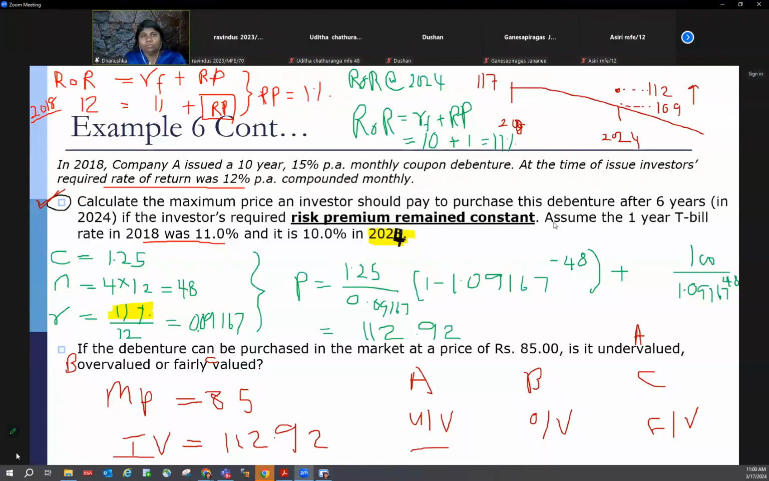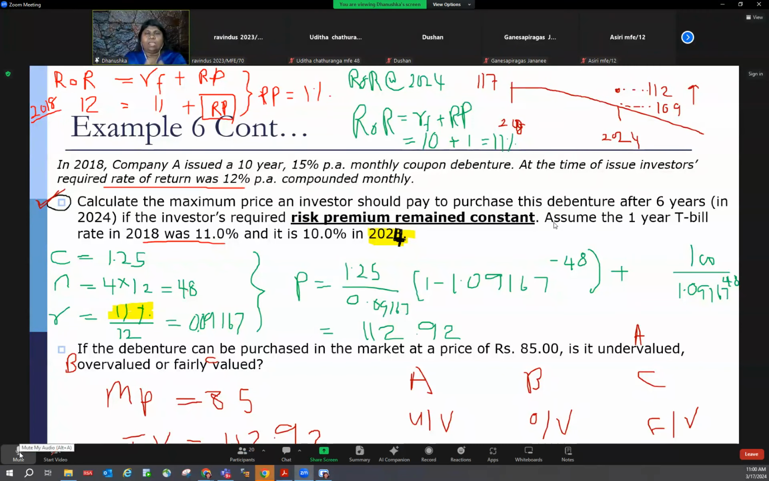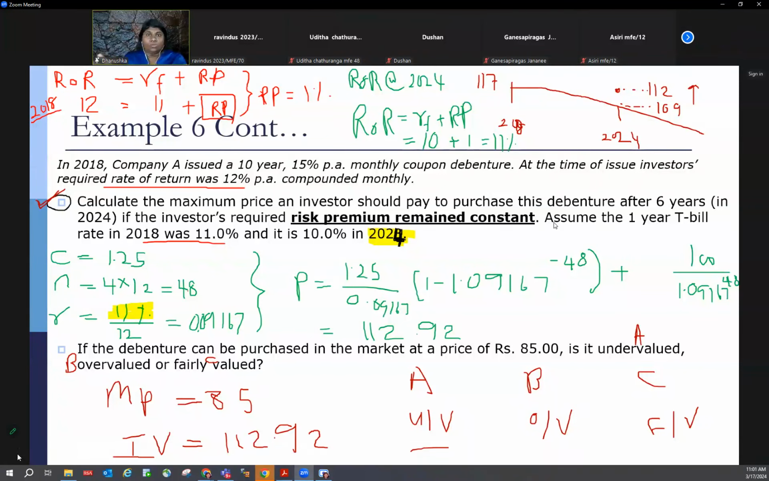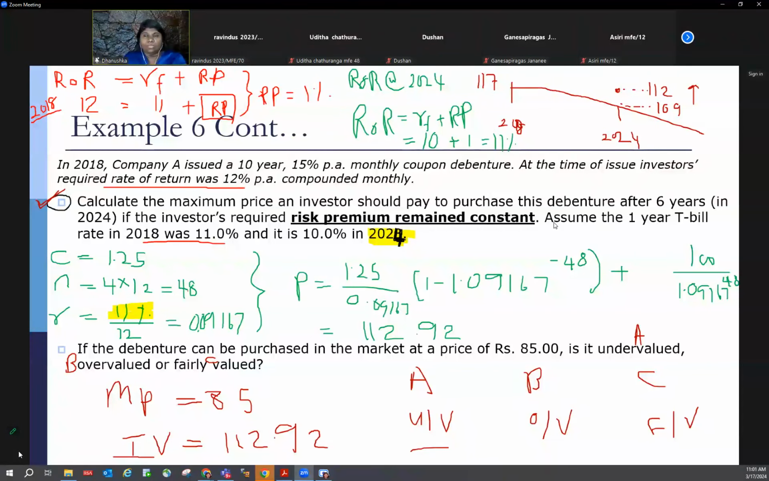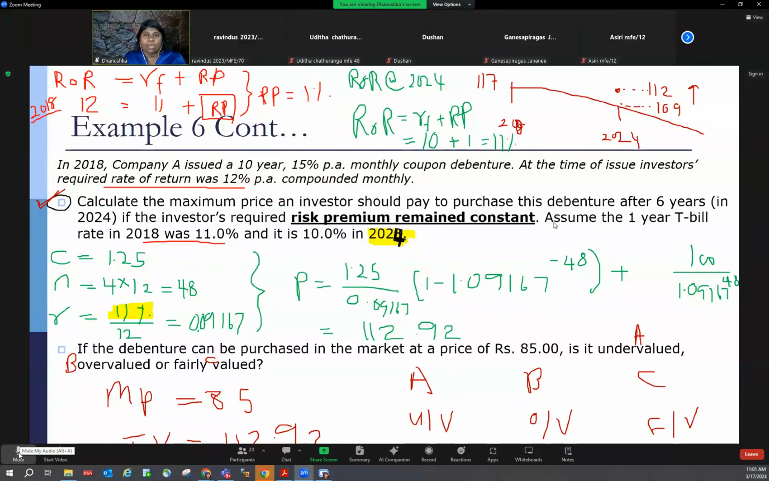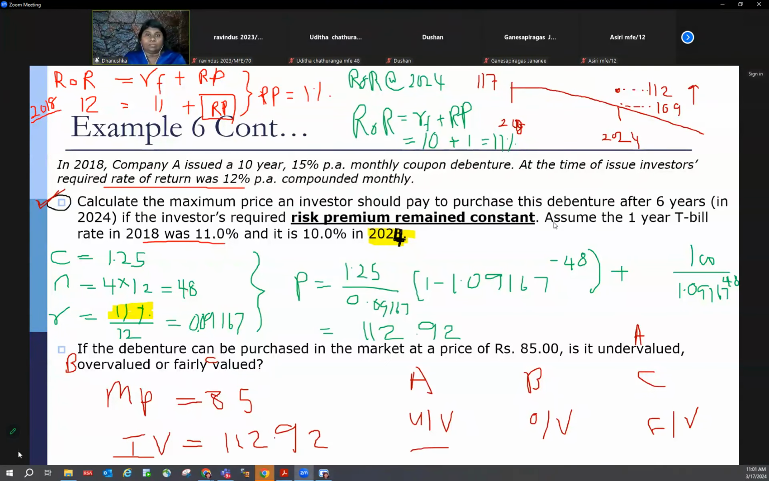If you pay under this price, what will happen? If you pay less than 112, you get a greater return. Is a greater return good or bad? It's good, right? You want a return of 11% to justify the risk that you're taking. But if I pay lower than 112, I'll get a return higher than 11%. That's even better. The minimum return I want is 11% to justify the risk, but now I can get higher. If I buy it at 85, I can get higher.